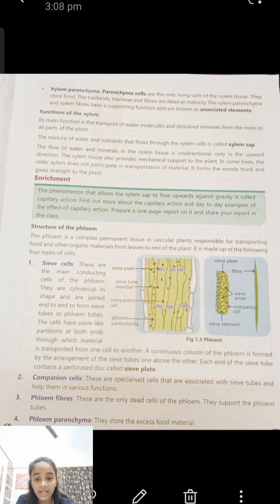Now let's see phloem fibers. 32nd question is, what are phloem fibers? The answer is, these are the only dead cells of the phloem. They support the phloem tubes. Now let's see phloem parenchyma. What is the function of phloem parenchyma? They store the excess food material.